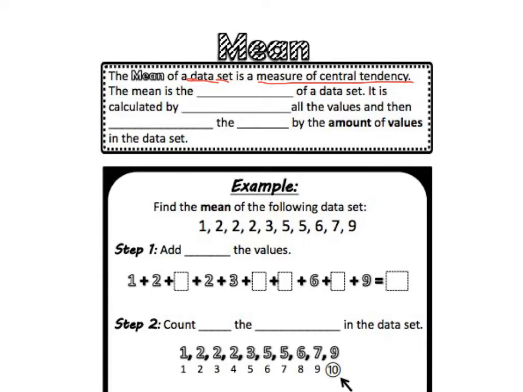So the mean is the average of a data set, and most of you should be familiar with that term average. It is calculated by adding all of the values and then dividing the sum by the amount of values in the data set. And we're going to look at an example here.